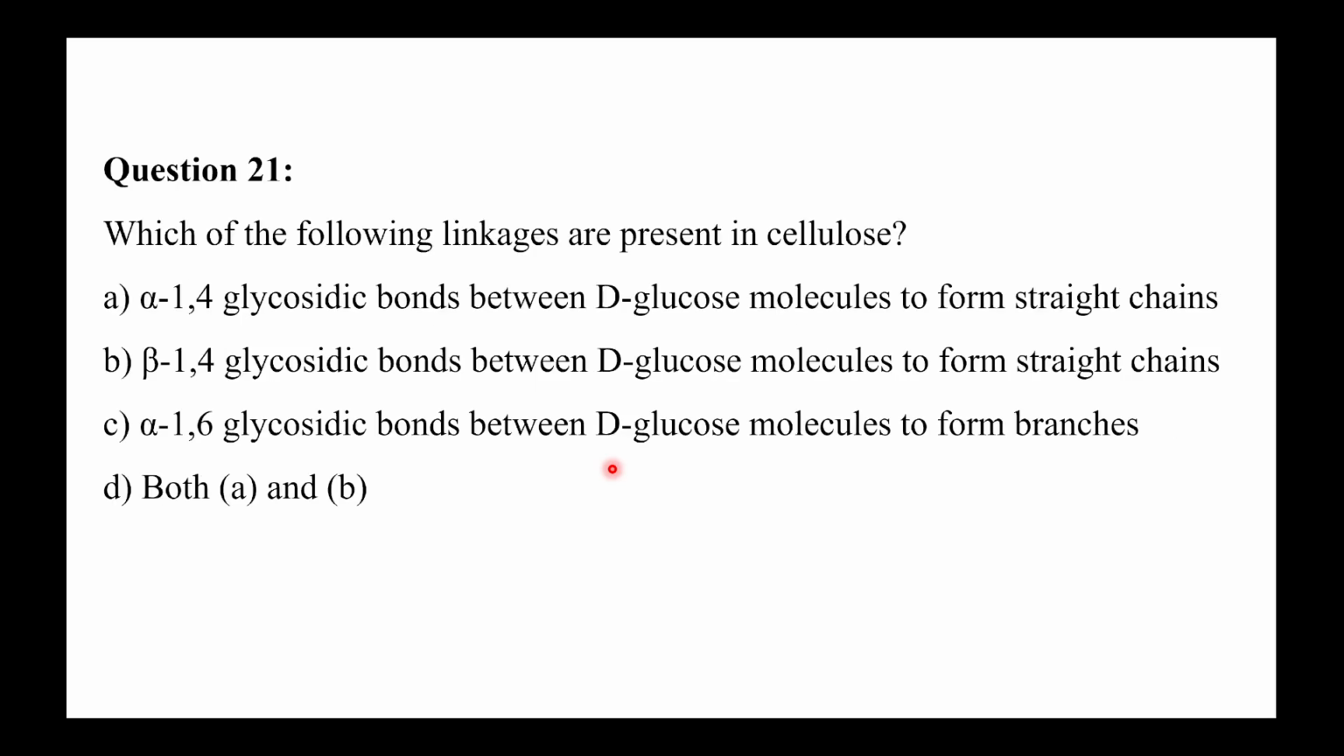Moving on to the next question. Which of the following linkages are present in cellulose? Options are option A, alpha 1,4 glycosidic bond between D-glucose molecules to form straight chains. Option B, beta 1,4 glycosidic bonds between D-glucose molecules to form straight chains. Option C, alpha 1,6 glycosidic bond between D-glucose molecules to form branches. And option D, both A and B.